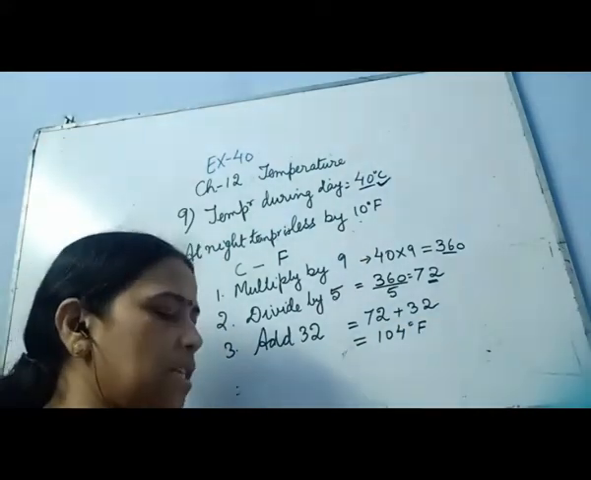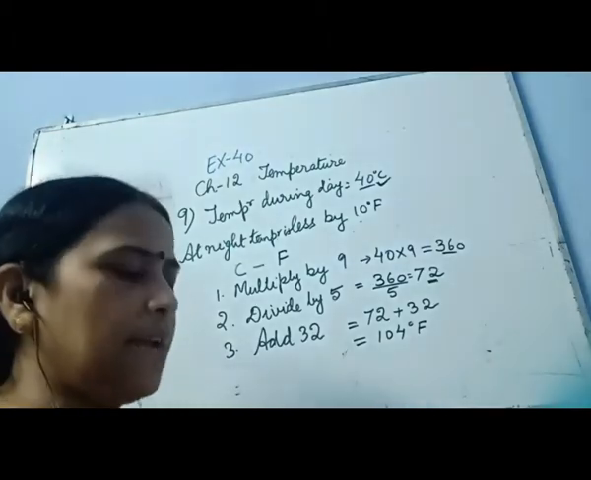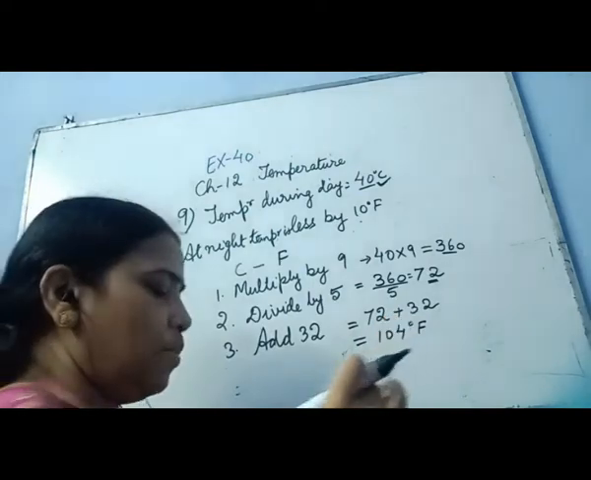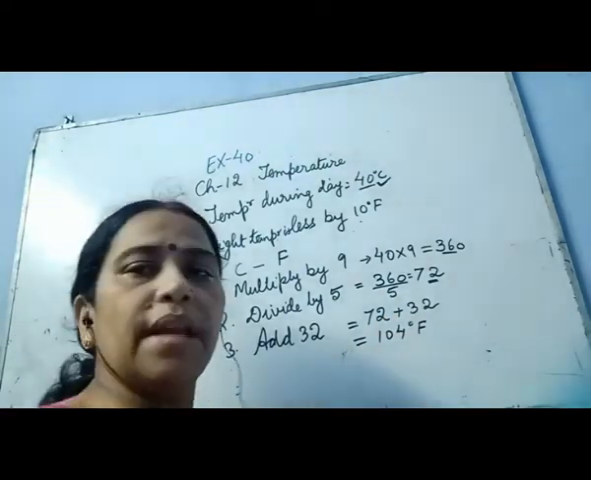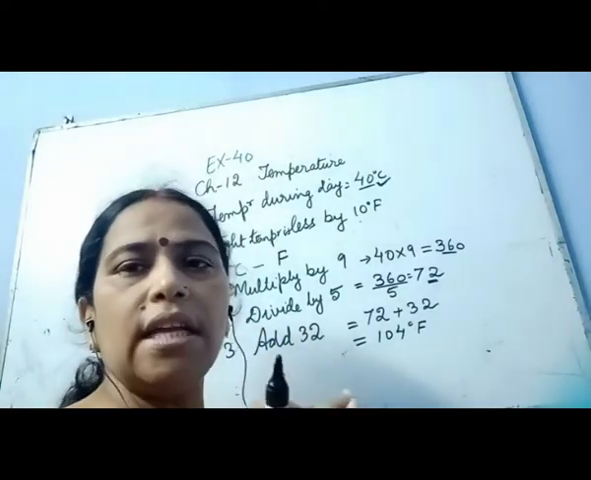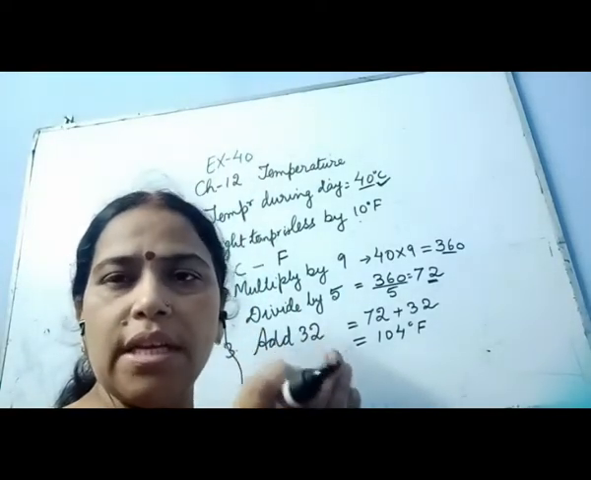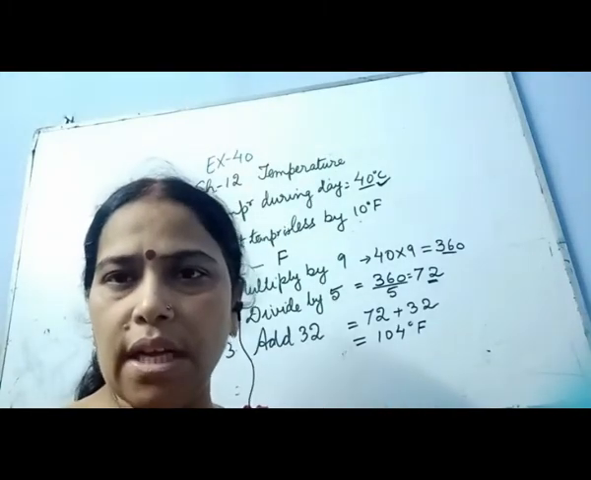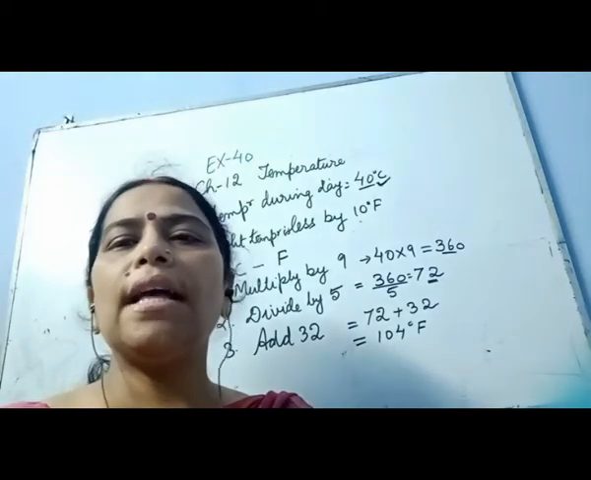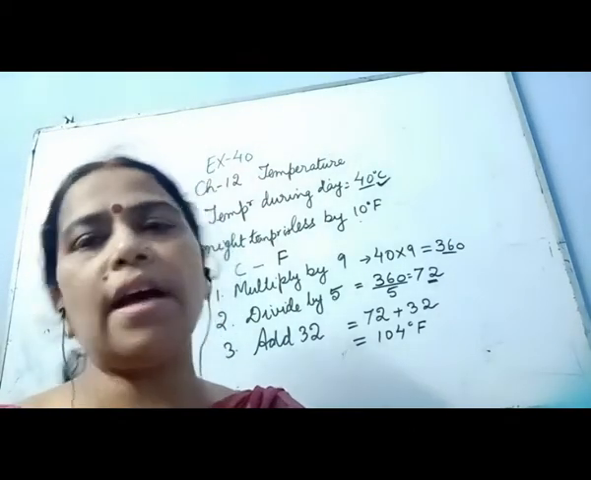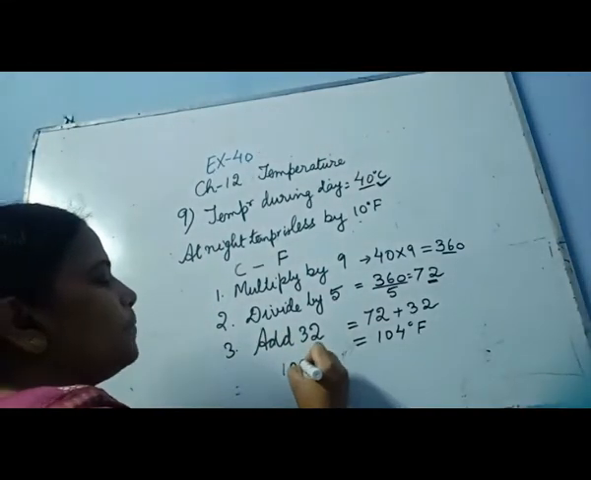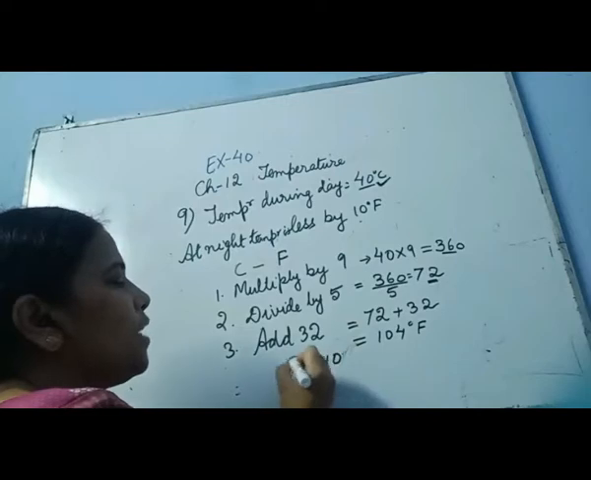Now the question is asking, what was the night time temperature in Fahrenheit scale? This we have got during daytime. And one more line is that the temperature at night has been reduced by 10 degree Fahrenheit. The daytime temperature was 104 degree Fahrenheit, and at night it has become less by 10 degree Fahrenheit. So what will we do in this? We will subtract 10 from 104.